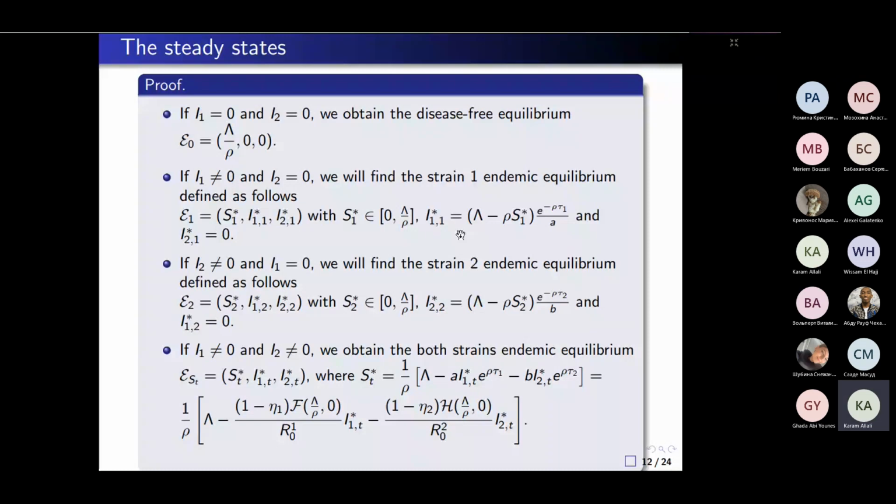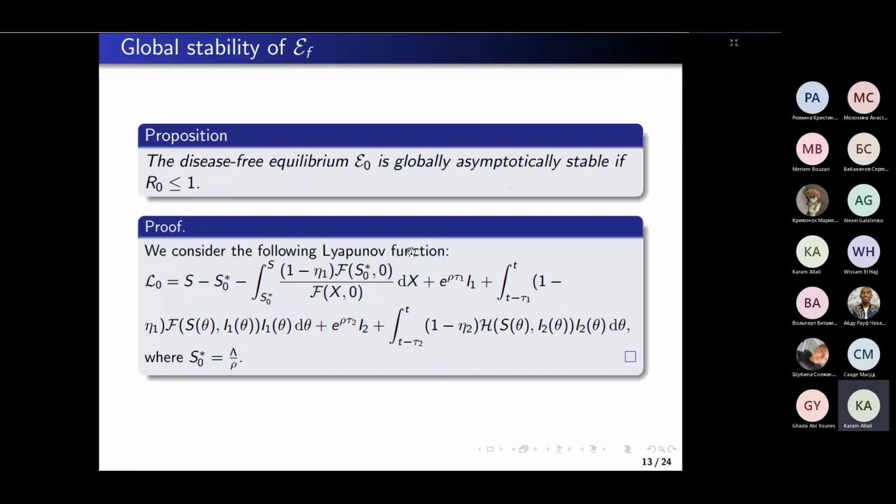I1 star equals lambda minus rho S1 star. It means that S1 star will belong to this interval, because I1 is positive. This is a condition because we need I1 star to be positive. So we have this, and we have this, and I2 star is 0.